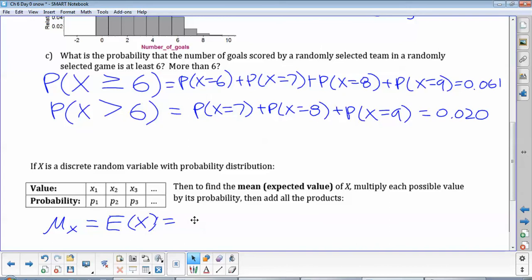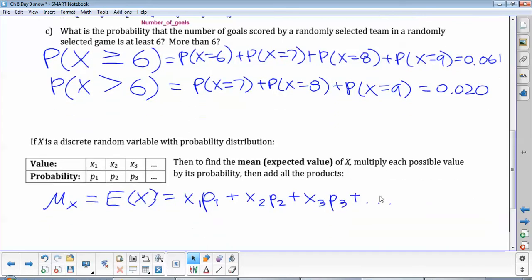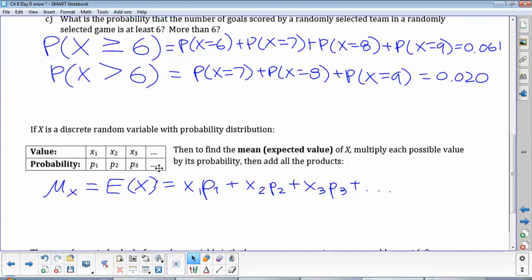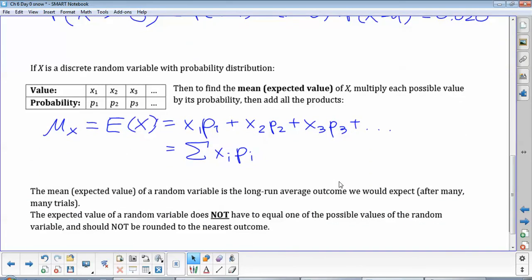If I didn't want to write out all these terms, because of course I could, but if I wanted to write it in a more compact form, we can use sigma notation. So I'm going to add up each value times its probability, and add up all those values. A couple things about the mean. The mean is a long-run average outcome we'd expect after many, many trials. And again, don't forget that we can say mean or expected value. Those are equivalent terms here.